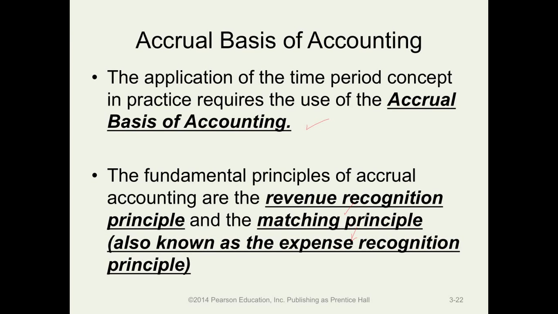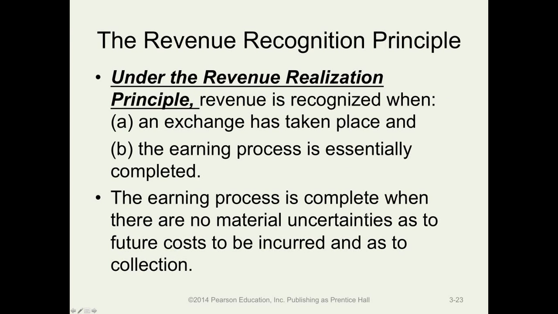So let's take these in order. First, revenue recognition. In order to recognize revenue under the revenue realization principle or the revenue recognition concept, and by the way, these are synonymous, it's recognized when 2 elements are satisfied. The first element is that an exchange has to take place and the earnings process has to be substantially completed. The earning process is complete when there are no significant uncertainties as to future costs to be incurred and as to collection.